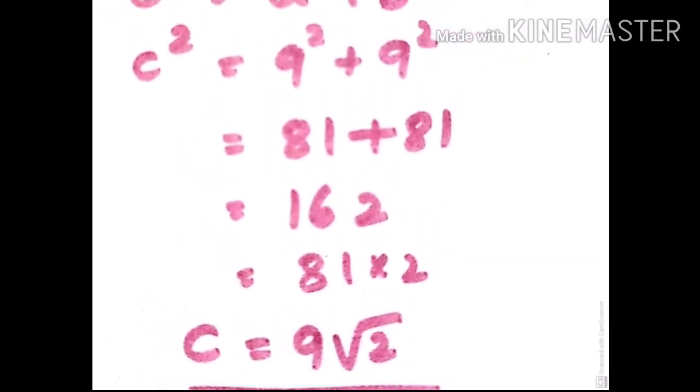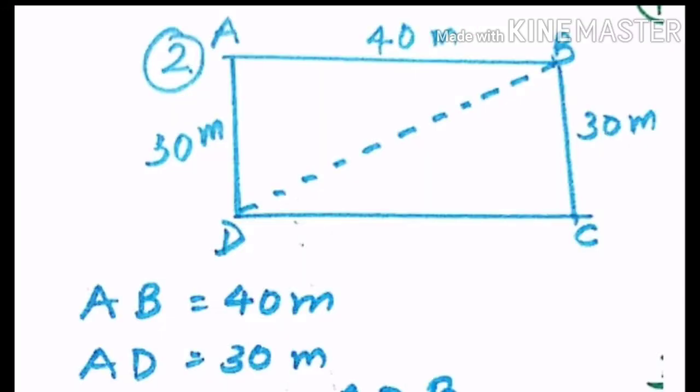Now let us see next question, question number 2. In question number 2, a rectangular field is 30 meter by 40 meter. What distance is saved by walking diagonally across the field? So students, we will understand the question first by figure. You can see the figure here. I have drawn a rectangle ABCD in which side AB is 40 meter and side BC is 30 meter. Now as you know that in rectangle opposite sides are equal. So BC is 30, so AD also 30 meters.